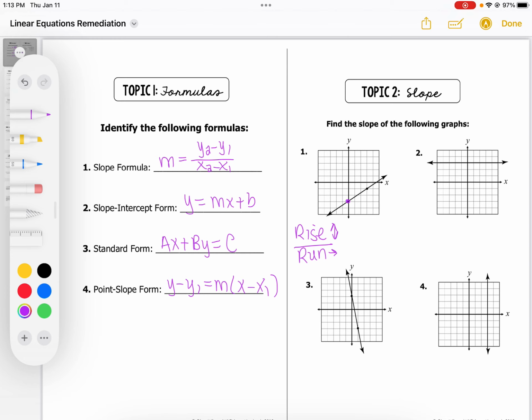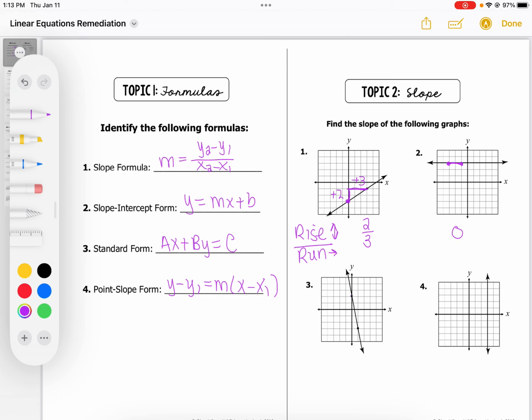Starting at the leftmost point, I have to go up 2 units to get on the same line as this point. Then I have to go over 1, 2, 3 units. Both of these movements are positive. This is a positive 2/3 slope. Number 2, if I was going to start at any point to get to any other point, you don't go up and down anything. You just go over. Because there is no steepness, this has a slope of 0.